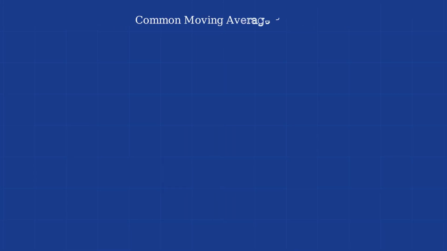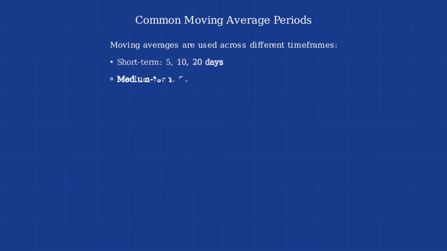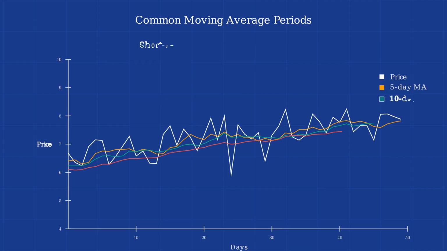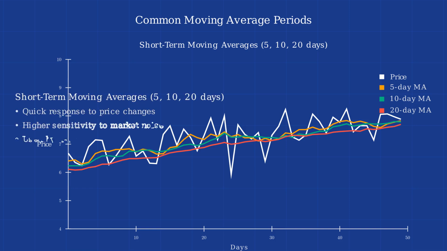Traders typically use specific time periods for moving averages based on their trading strategy and time horizon. Short-term traders often use 5, 10, or 20-day moving averages to capture quick market movements. These shorter periods respond rapidly to price changes, making them ideal for day traders and swing traders looking to identify entry and exit points.